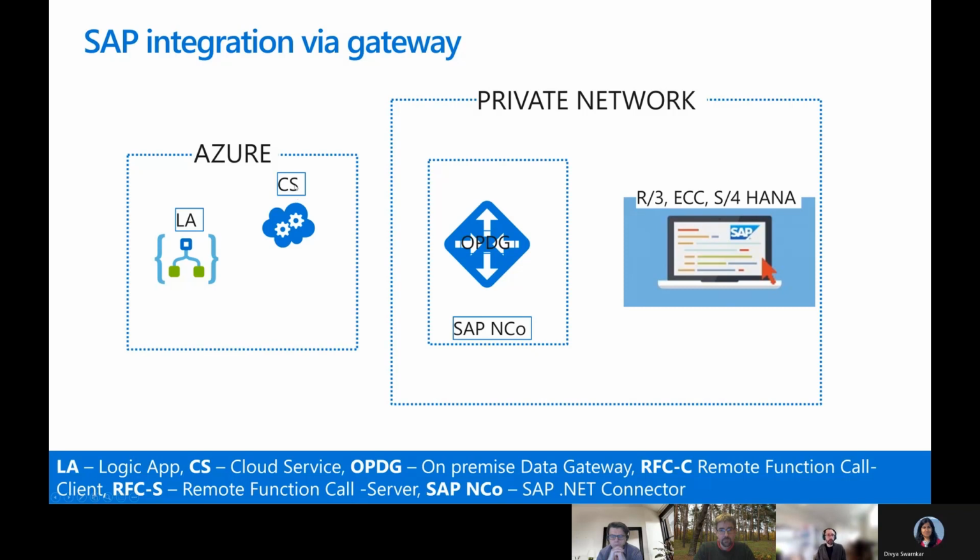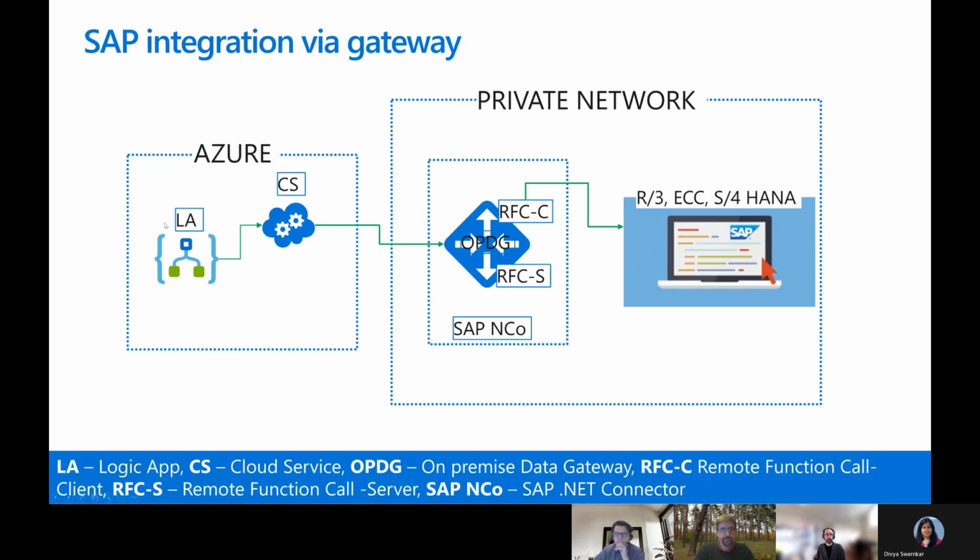Logic App itself is using cloud services, which are the connectors and the gateway discovery system. And then on the private network, you would install the OPDG, the on-premises data gateway software, in a virtual machine alongside the SAP .NET connector, sometimes referred to in short as NCo. This on-premises data gateway server will act both as the RFC client to talk to SAP, as well as register as an RFC server so that now you have a program ID available in your SAP system that you can make RFC calls to, or you can configure an IDoc partner, a logical system, that you then send the IDocs to that RFC server.